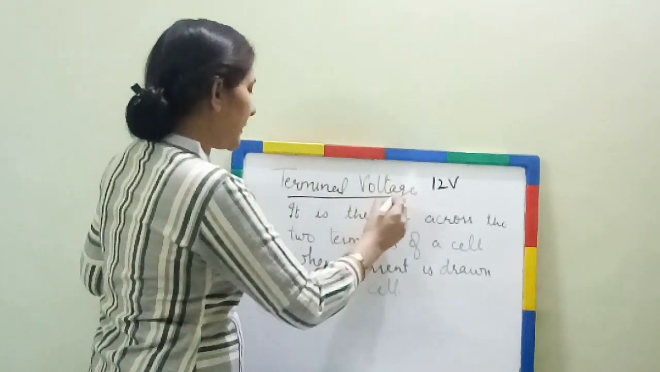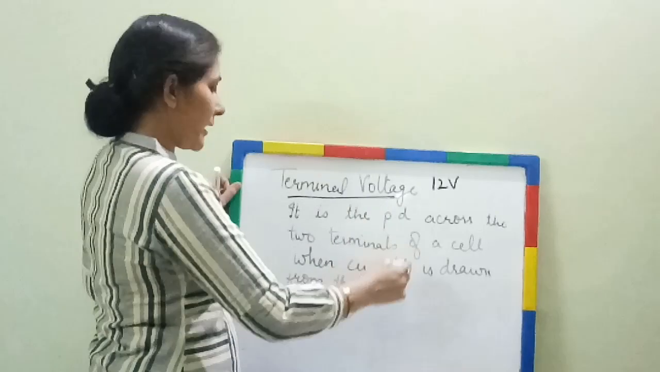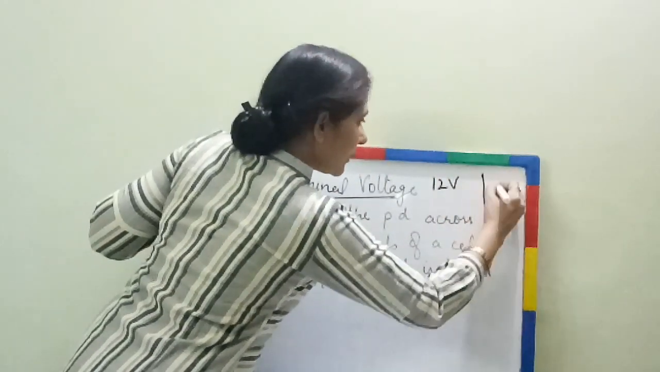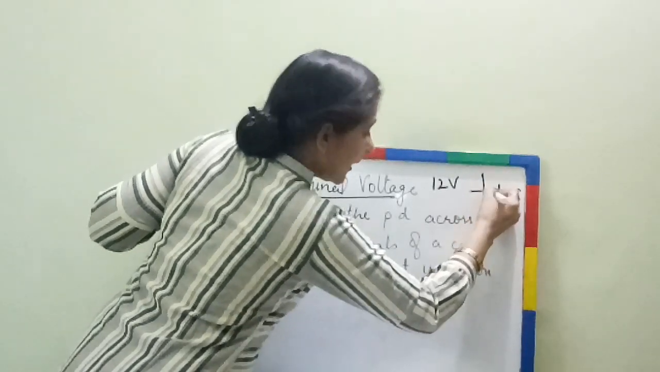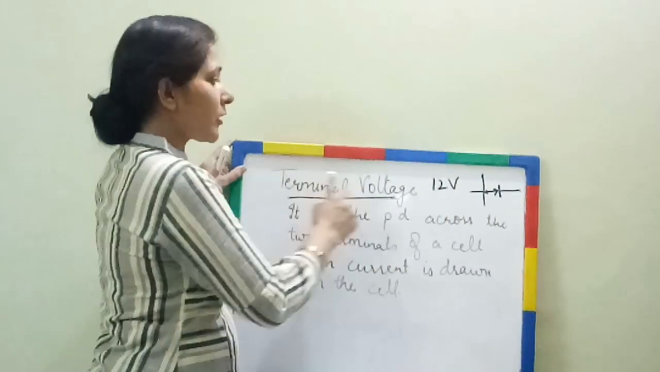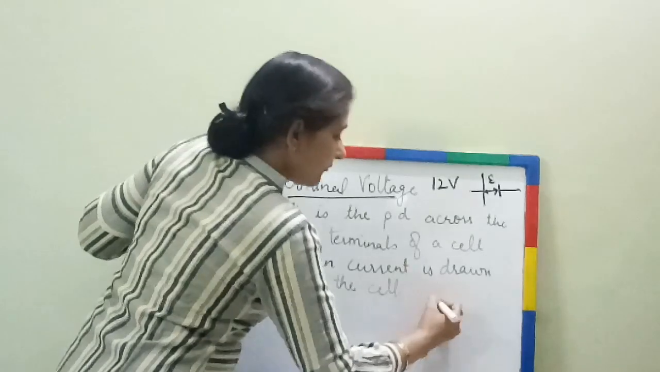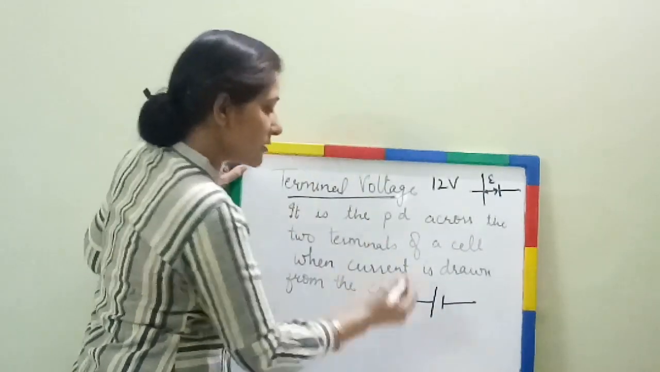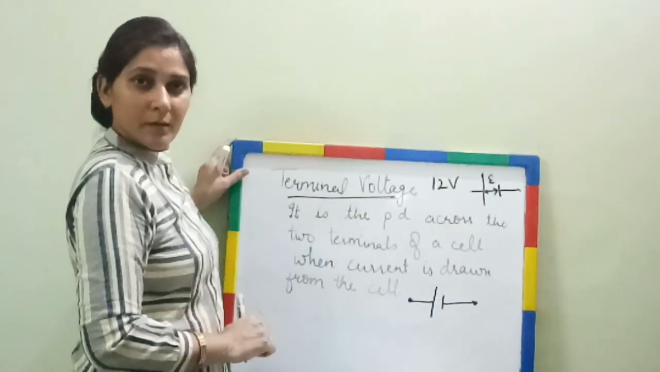So terminal voltage, it is the potential difference across the two terminals of a cell when current is drawn from the cell. When we are talking about EMF, we represented cell this way. So that EMF यहाँ exist करता है between the two electrodes of the cell. When we are talking about terminal voltage, that is between the two terminals of the cell. Terminals हम इसके ये लगा कर चलते हैं.